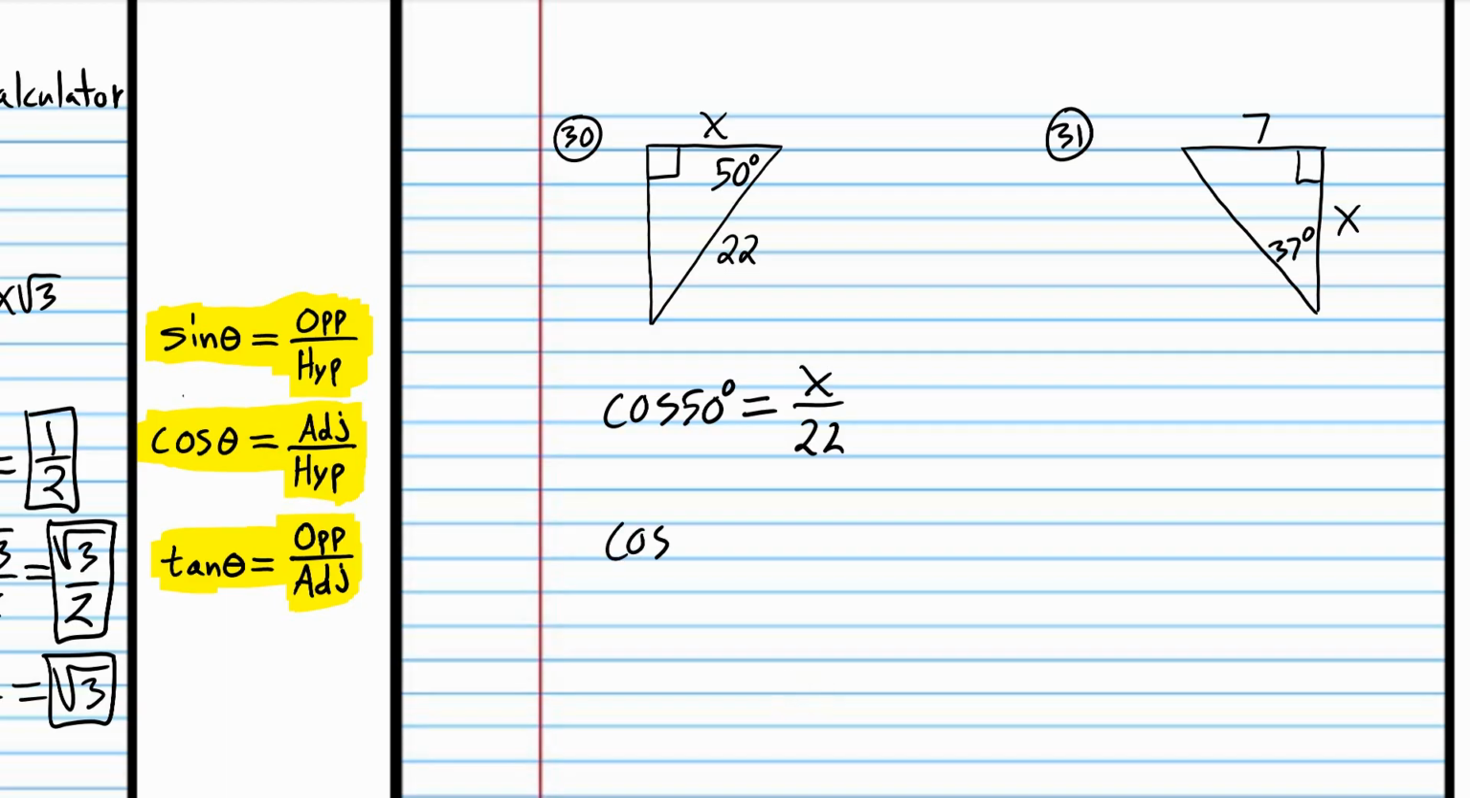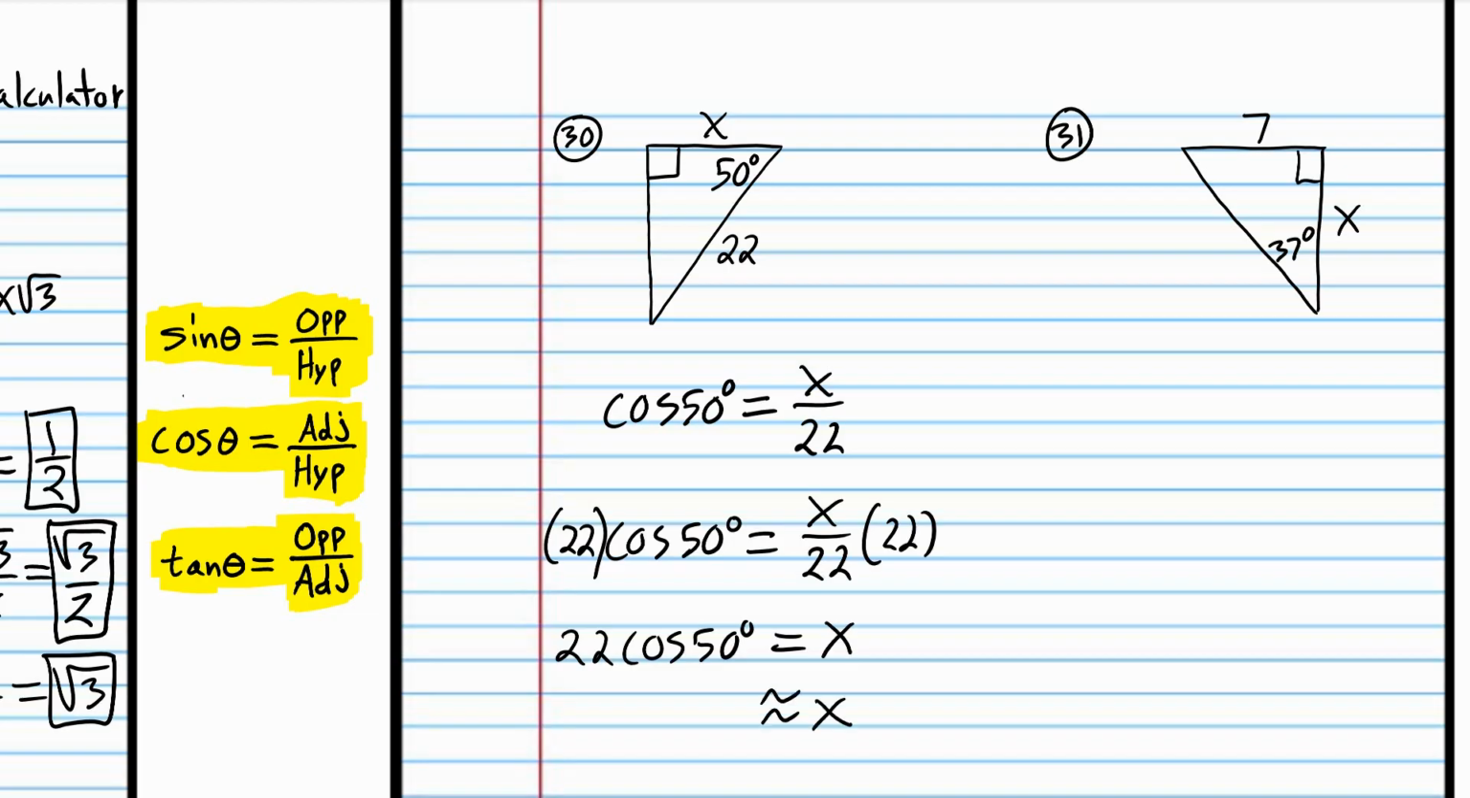So now we're going to multiply both sides by 22 to isolate x. And we get 22 cosine 50 degrees equals x, and x can be approximated with a calculator. So on an iPhone, you push 50, then the cosine button, then times 22. And we get 14.14 and 1/3. So if you got that answer, good job.